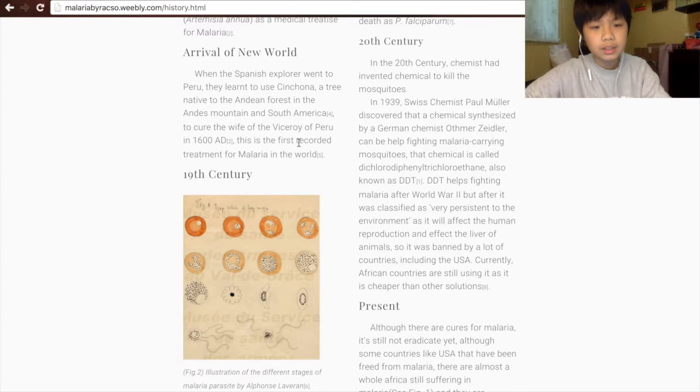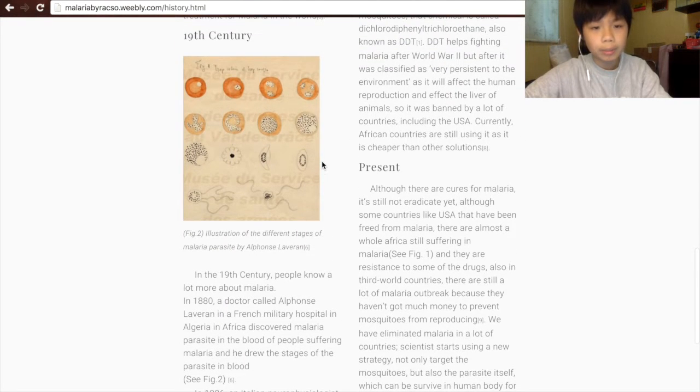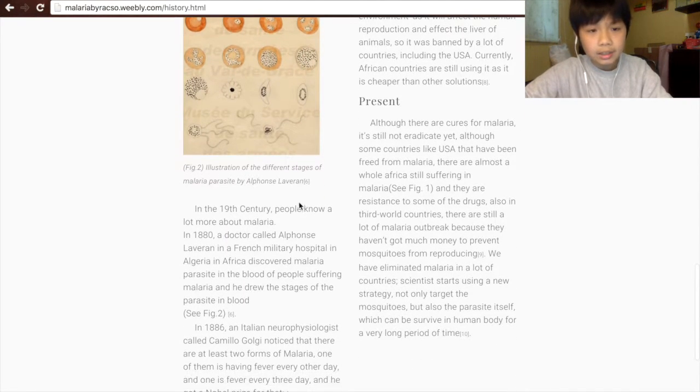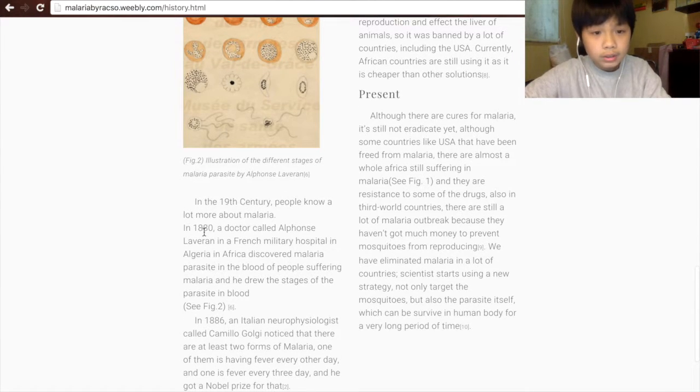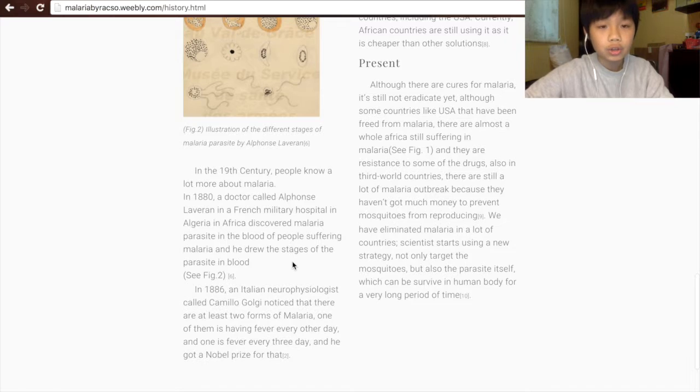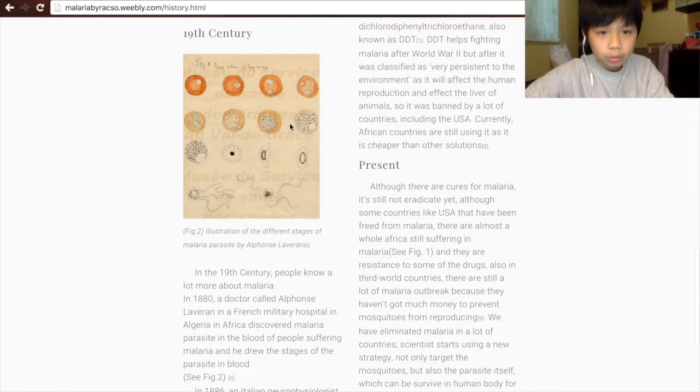In the 19th century, people knew a lot more about malaria. In 1880, a doctor called Alphonse Laveran in a French military hospital discovered the malaria parasite inside the blood of a patient, and he drew this diagram, which shows the different stages of the malaria parasite. This is the mature parasite, and this is the parasite that just invaded the cell.